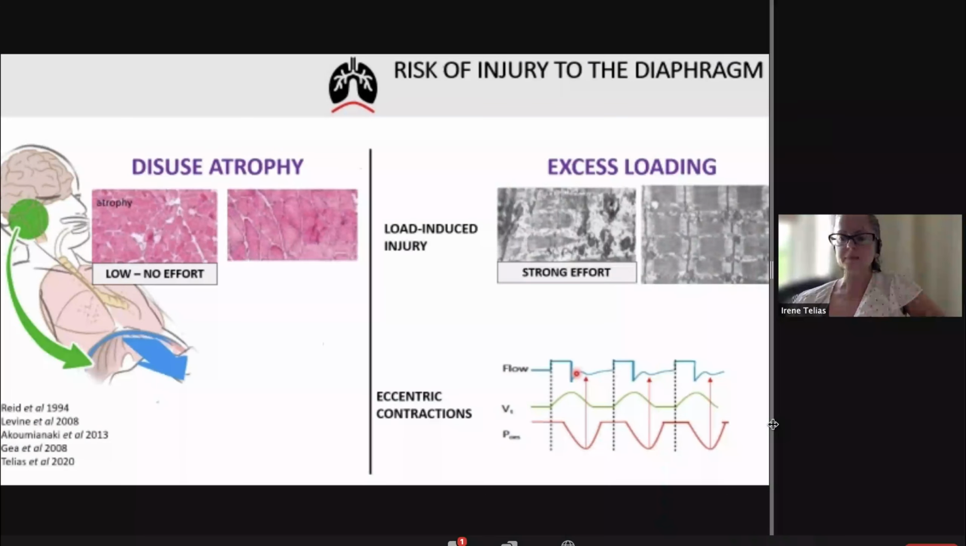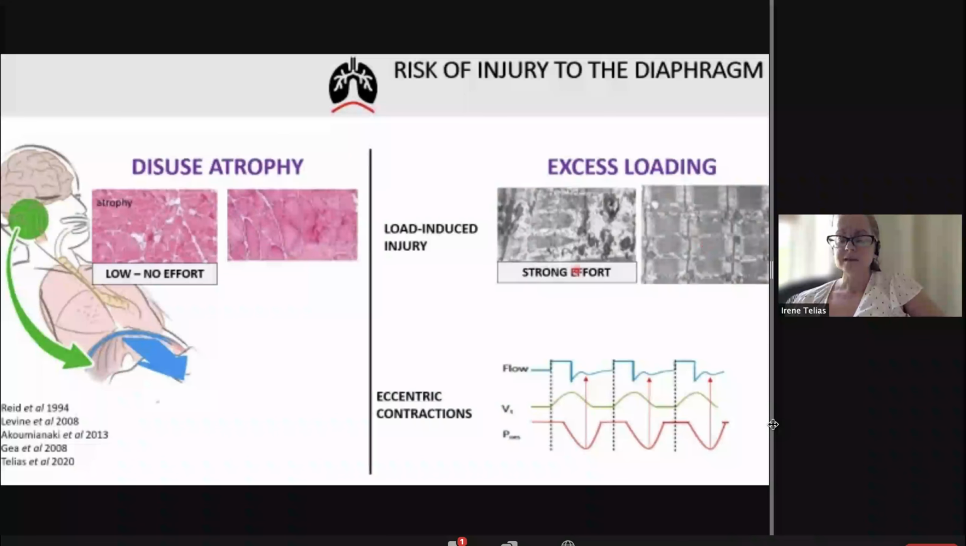And then there's a risk to the diaphragm in both extremes. When we have no effort or very low effort, there is a risk of disuse atrophy, as we see in these histological samples from the diaphragm. And when there is absolutely no effort, in sedated patients under mechanical ventilation, there is diaphragmatic atrophy as compared to normal diaphragm during short mechanical ventilation. And then when you have excessive effort, there are two things that can happen. One is the breakdown of the muscle, as we see in this electron microscopy, as compared to this very nice diaphragm.